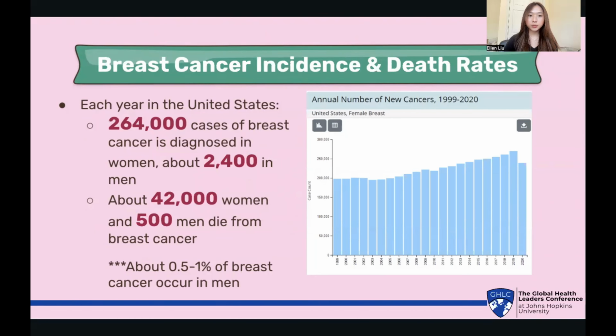To put the numbers into perspective, each year in the United States, there are around 264,000 cases of breast cancer in women and about 2,400 in men. And about 42,000 women and 500 men unfortunately die from breast cancer yearly. If we look to the graph on the right, we can see that the annual number of new cancers has been on the rise since 1999 to 2020. So as the prevalence of breast cancer has been increasing, it's super important that we take the precautionary measures necessary to curb the crisis.